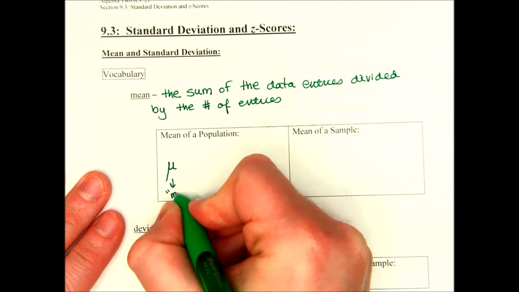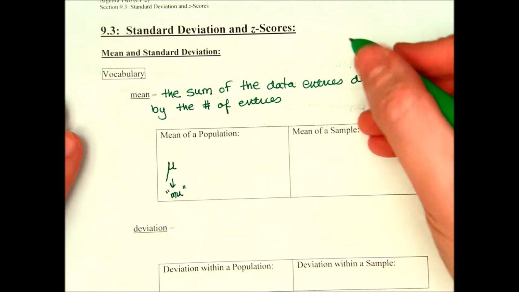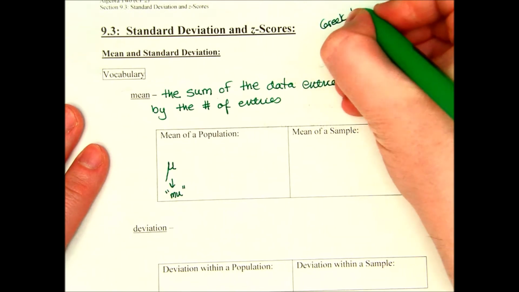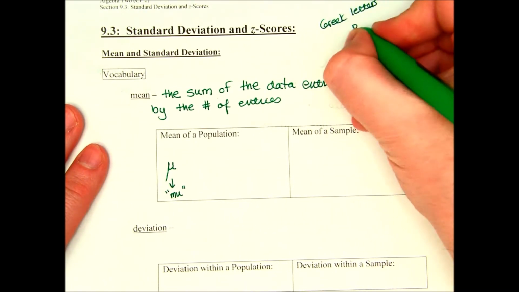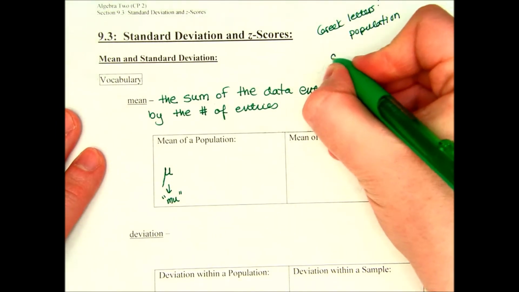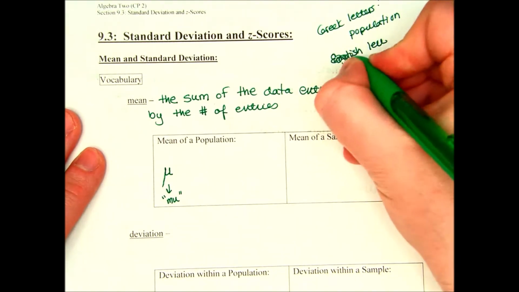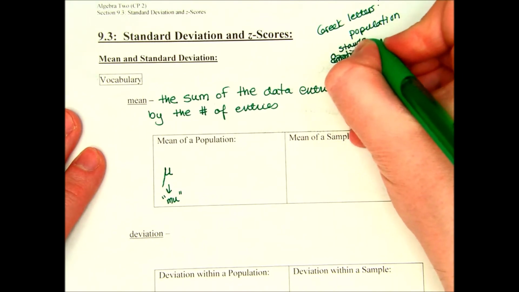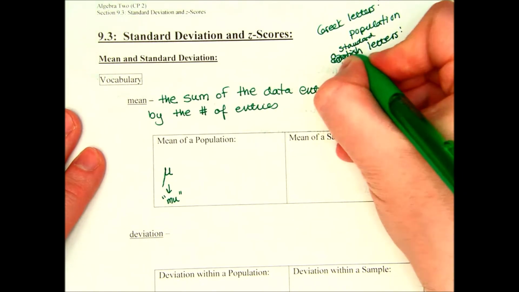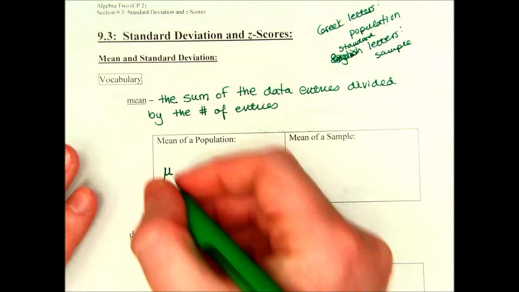It's pronounced mu. And actually, we're going to use Greek letters for everything that we deal with that talks about a population. Greek letters anytime we're dealing with a population. And actually, why don't I complete this right now? I'm going to say standard letters when dealing with a sample. I'll show you that in a moment. Mu is my symbol for the mean of a population.